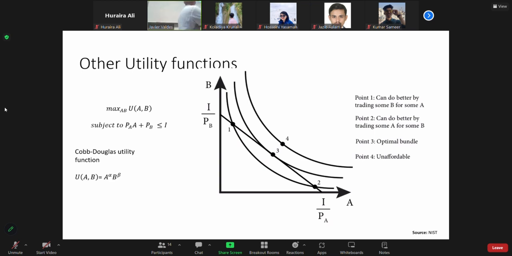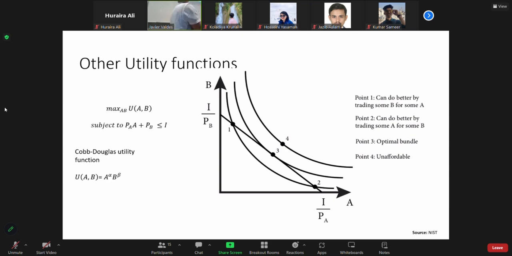In this case, we have a solution that will be 1. Why is 1 not interesting? Because you can do better trading some B for some A. 2 is also not interesting because it is the other way around. So what you can do is go for 3, which is the tangent between those. Yeah. 4 is out of the question because you cannot reach this state.